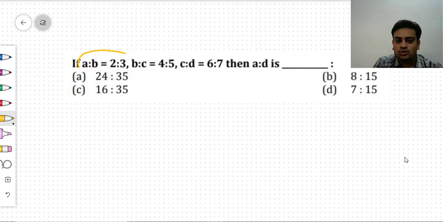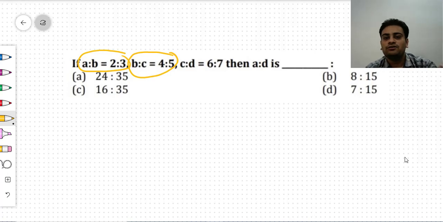In the question they have given A is to B as 2 is to 3. It means that the ratio of A and B is 2 is to 3, right? And the second ratio is B is to C, which is 4 is to 5. It means the ratio of B and C is 4 is to 5. Similarly, we have a third ratio, C is to D. It means the ratio of C and D is 6 is to 7. So we have three ratios and then we have to find A is to D. It means the ratio of A and D, right?